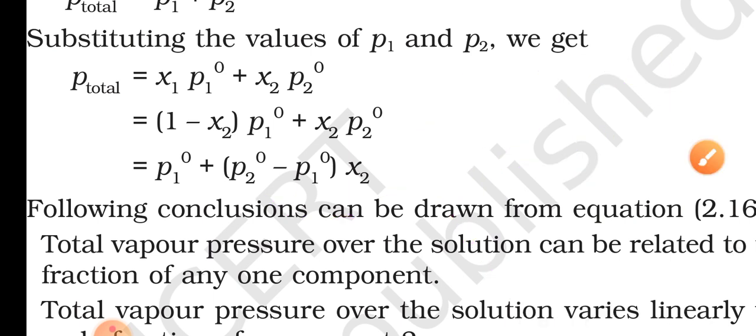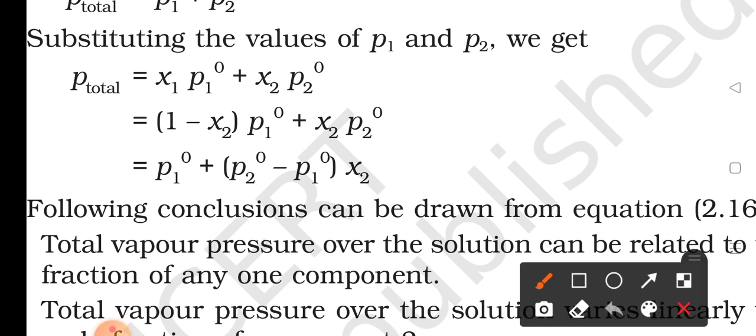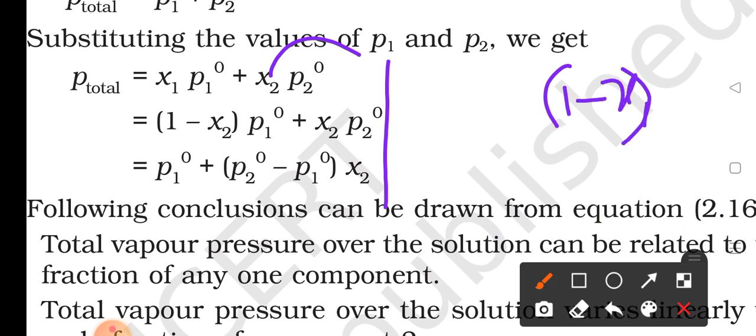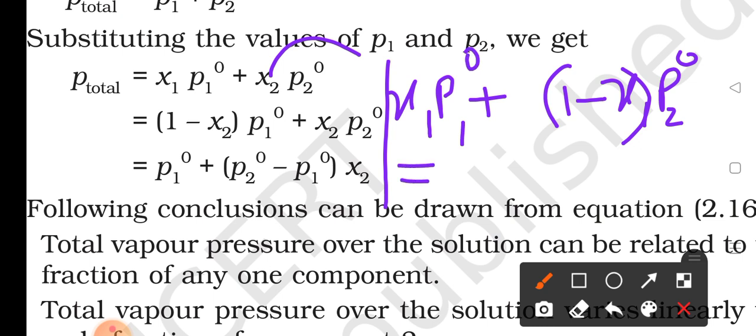What I want to say is that you should try a different formula where you put the value of x2 instead of x1. Like in case of x2, you should put 1 minus x1 times P2 naught, and here it's the same, x1 P1 naught. Just calculate this and try to find the answer.